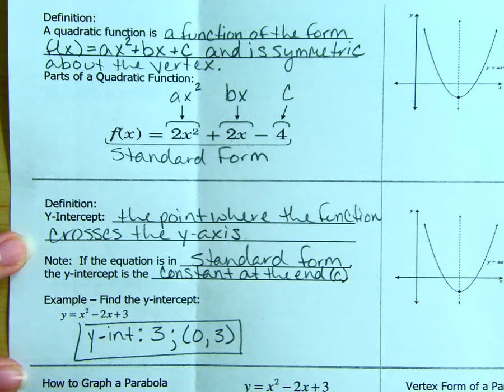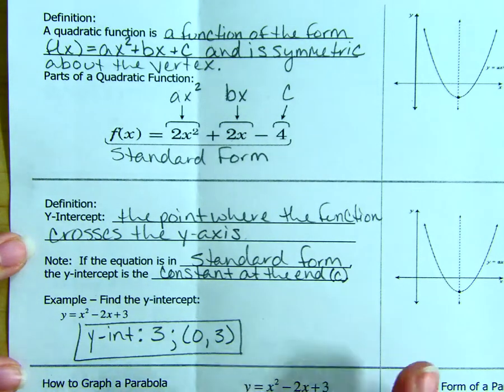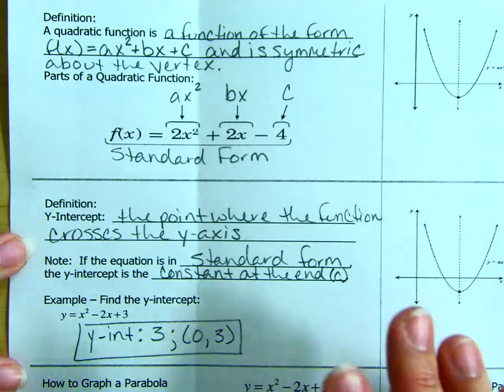Now, if it's in vertex form, the number at the end is not the y-intercept. But in standard form, it is. Okay? And that's only because it's in standard form. Vertex form we'll get to later.